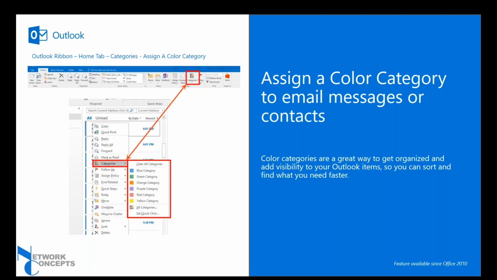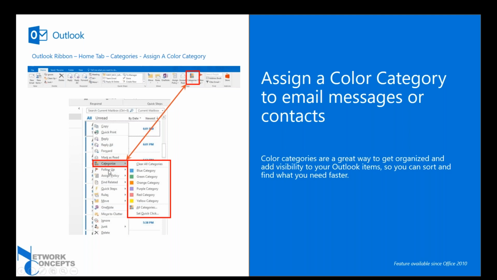All right, let's talk a little bit about color categories. This is a great way to get organized with Outlook. You can use these for certain messages. You can use these for contacts as well. So let's say that you have a high priority email. You could color code it. You can actually even just label it high priority email. It probably would be best to do that. But if you choose to do it the other way, you can do it that way.